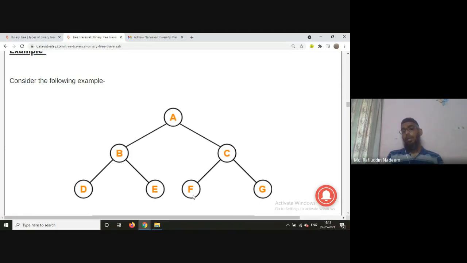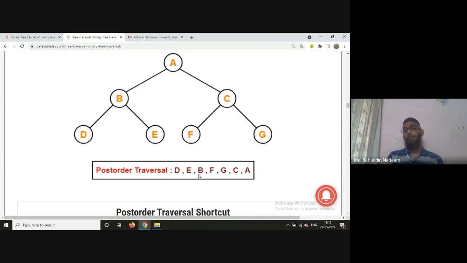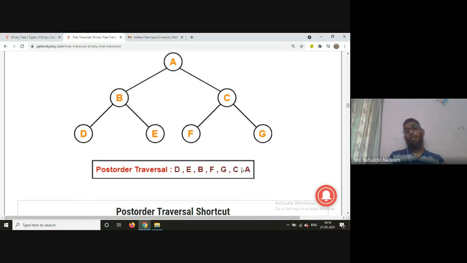So after F, it comes to G, then C, the root node, then come to A, because A's left side is completed and A's right side is completed, then you are coming back to A. So the answer will be D, E, B, F, G, C, A. This is how you are going to visit the post-order traversal.